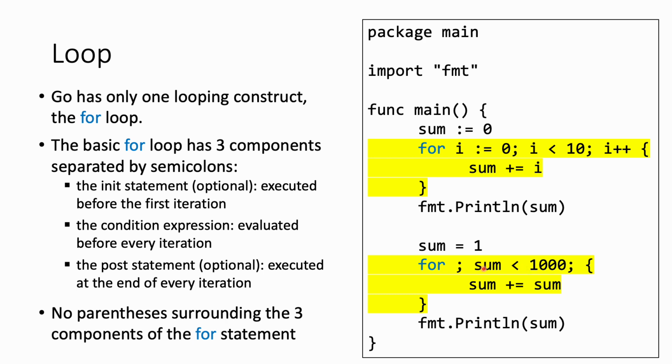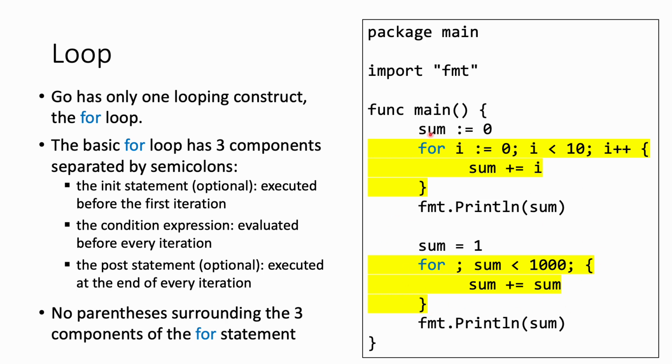Also note that unlike other languages like C, Java, or JavaScript, there are no parentheses surrounding the three components of the for statement, and the braces are always required. So in Java or C or C++, you don't need the braces if you have only one statement in the loop body like this one. But in Go, the braces are always required, but you don't need the parentheses around the three components of the for loop construct. And so this program has two for loops.